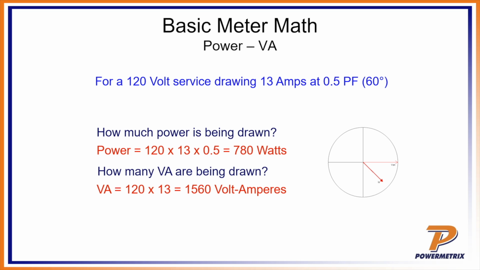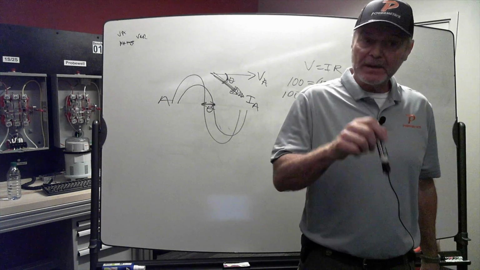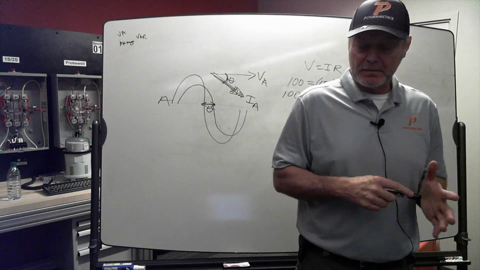So how many VA are being drawn? It's purely voltage times current, and I end up with 1,560. But when I add in that 0.5 power factor, look at that, it's half of it. I'm not trying to get advanced or anything, but that's why it's so important to do the testing the right way, because you need to take these power factors into account. That's what kills us out there.